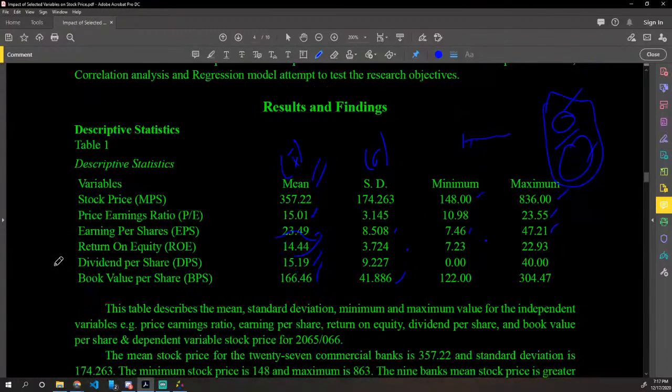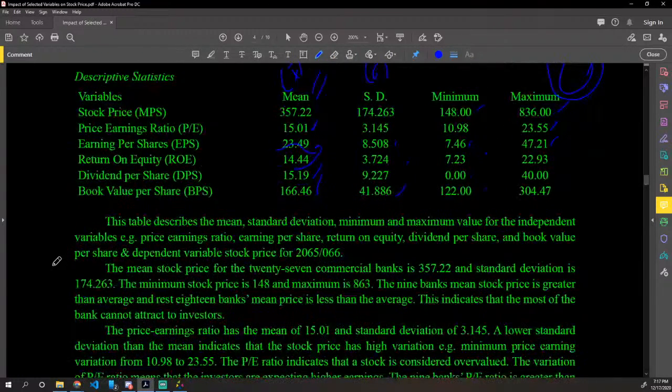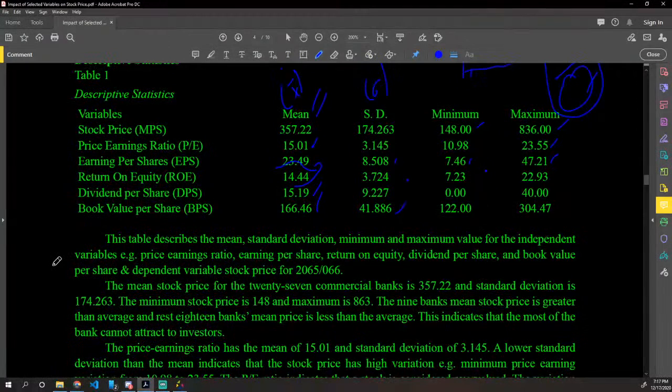The table describes the mean, standard deviation, minimum, and all these variables for that year, right? The mean stock price for the 27 banks is 357.22. Standard deviation is 174.263. The minimum stock price is this. For 9 banks the stock price is greater than the average, so they are greater than 357.22, right?